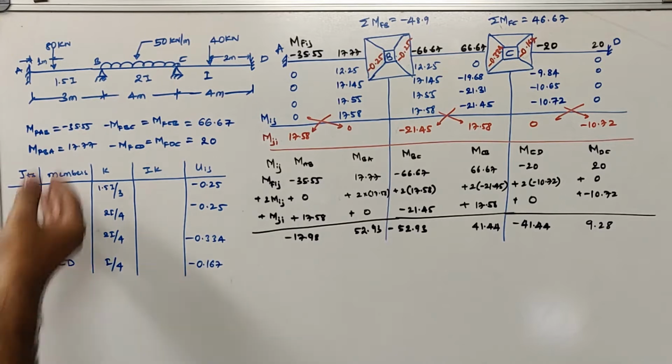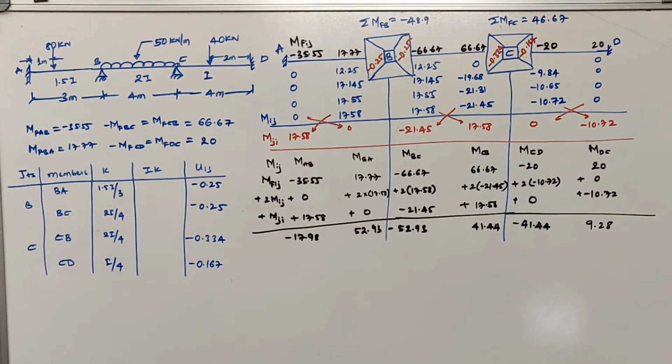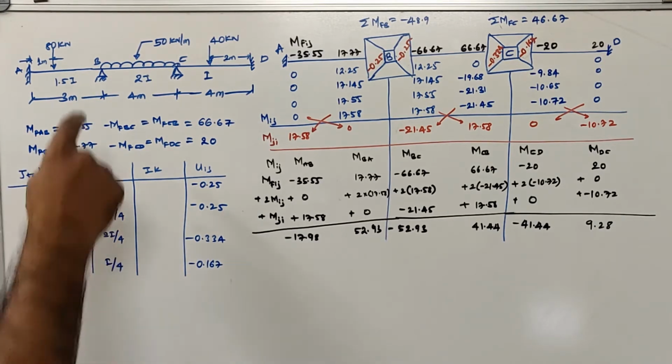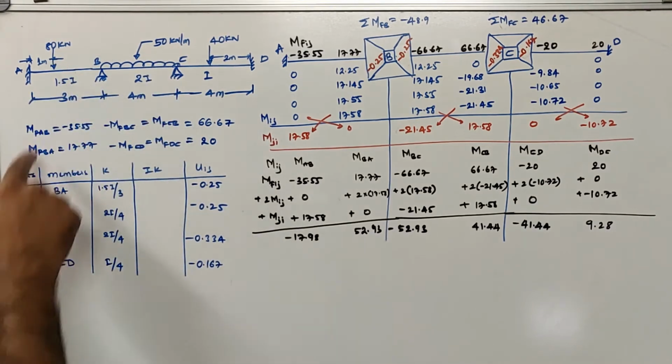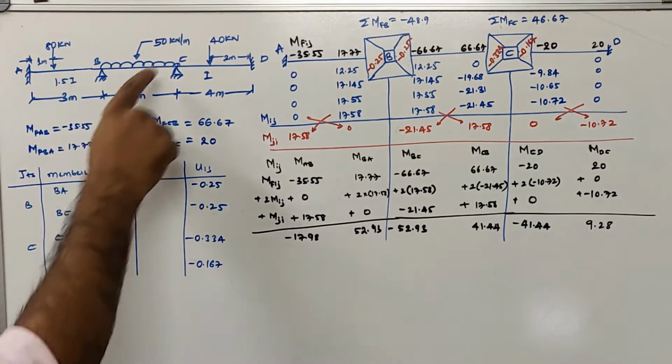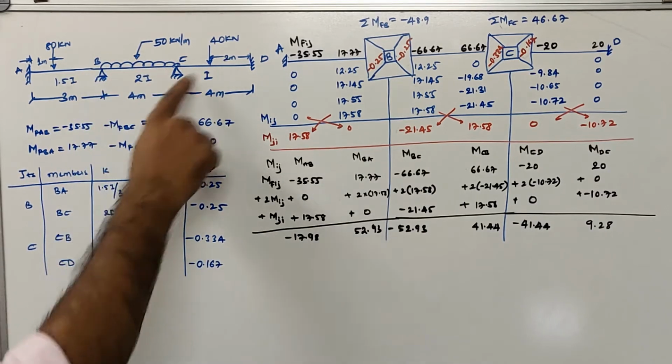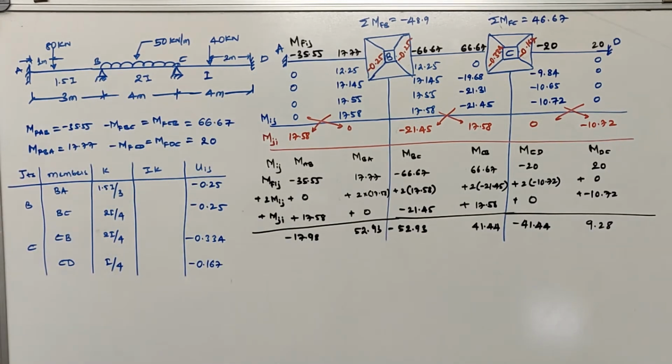So first what we do is we take the joints which are connected by more than one member. So we'll consider joint B and joint C. Joint B is connected by 2 members, BA and BC. Joint C is connected by CB and CD. So let us solve the stiffness value of those members.